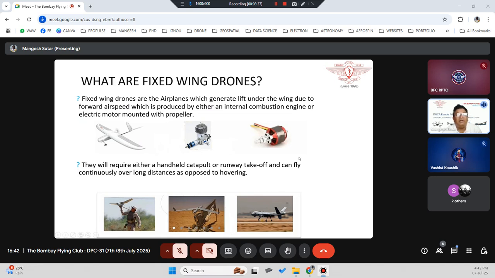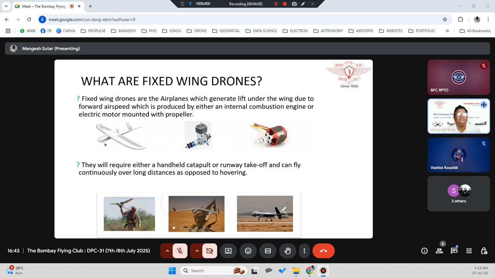The advantage of this fixed wing is it can cover longer distances, as well as go to very high altitudes. These are the two advantages, but it cannot hover at a particular location because of its forward airspeed. As it is continuously moving in a forward direction, it cannot look at one particular spot. So if it has to come back to that location, it has to circle and come back.